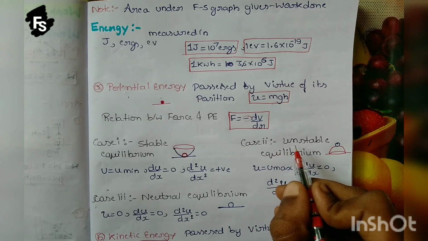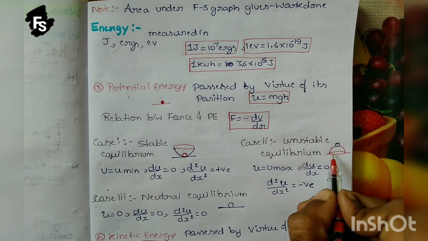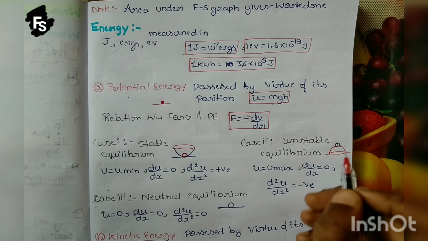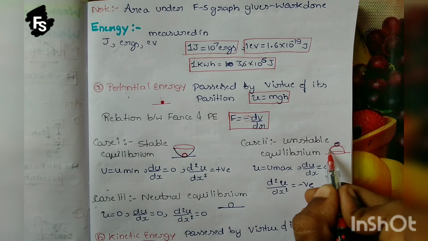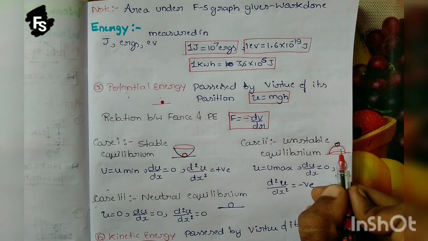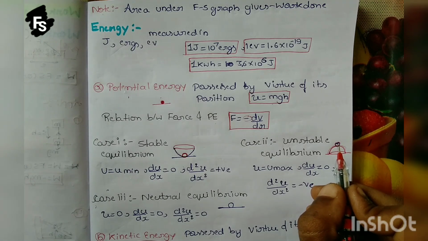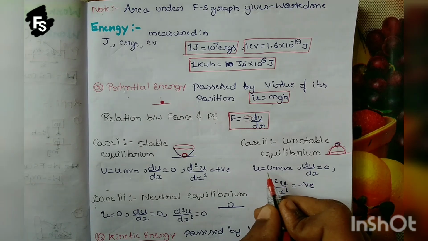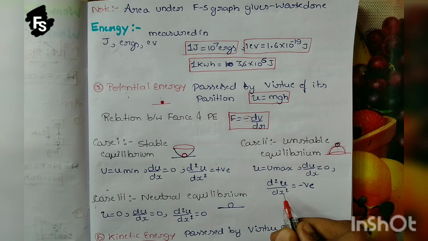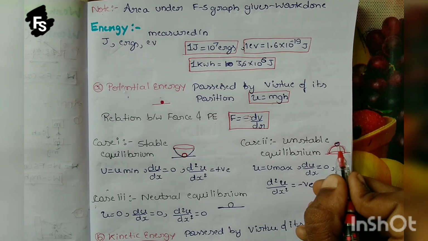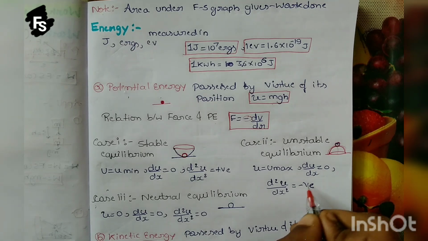Then case 2, unstable equilibrium. Consider the bowl placed upright, then place the ball on top and release. It always falls here or here or here. It does not stay stable, so it is known as unstable equilibrium. Here potential energy U is maximum. Here dU by dx is equal to 0 and d square U by dx square is negative, because it does not stay in equilibrium. It falls anywhere, so it is negative.